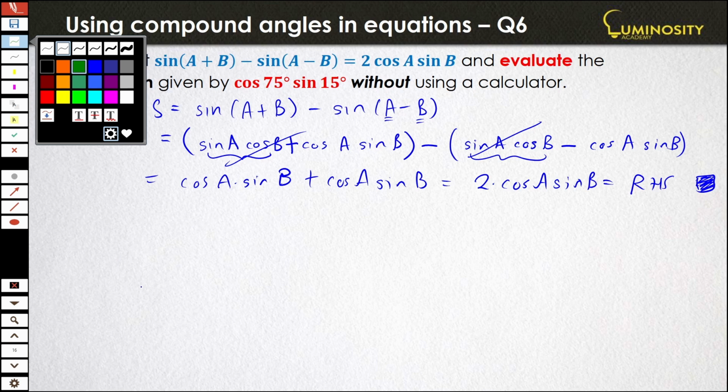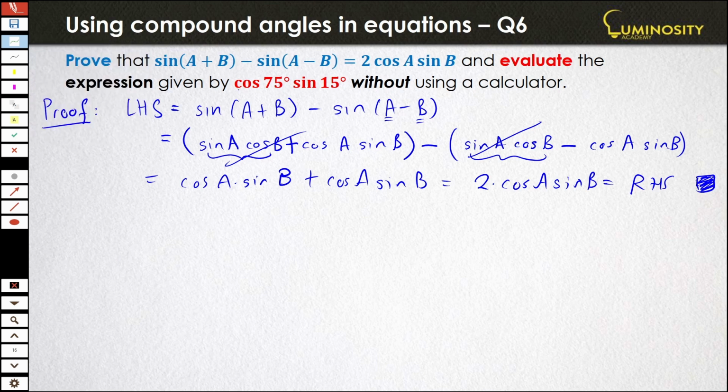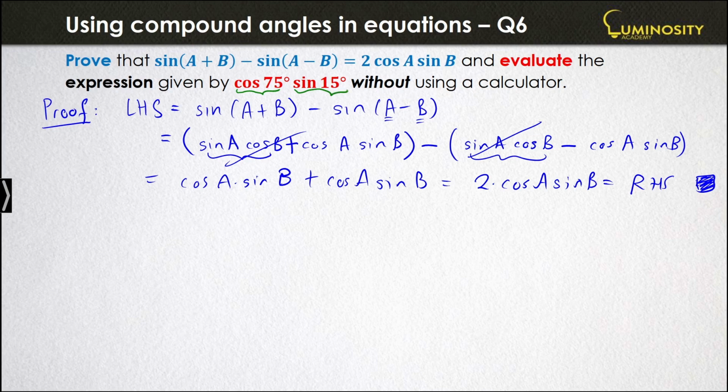Next, we want to evaluate this expression. So now look at this. We have a cos and a sine. Here we have a cos and a sine. So if we can put these angles back into the left-hand side, we can see if we can evaluate this. Now notice there's no 2 in front here, so that's important. So cos of 75 times the sine of 15 degrees, it's going to be cos A times sine B. So your A here is 75 degrees and your B here is 15 degrees.